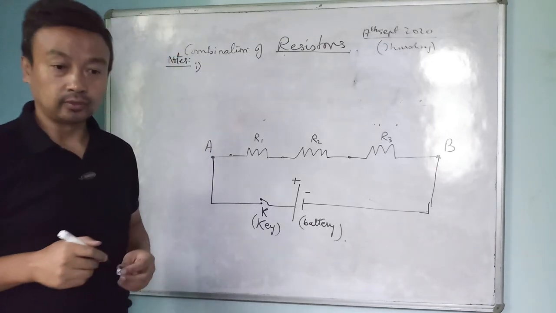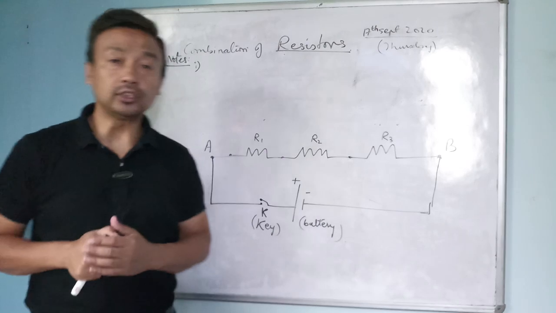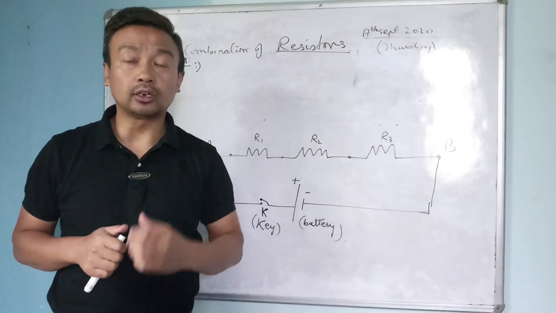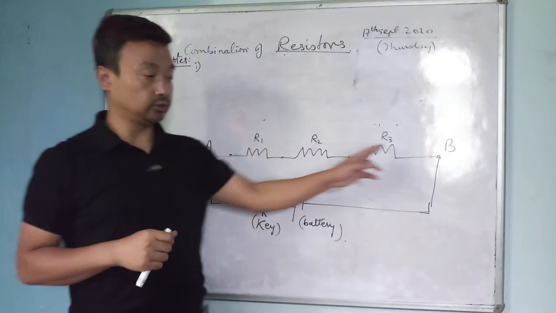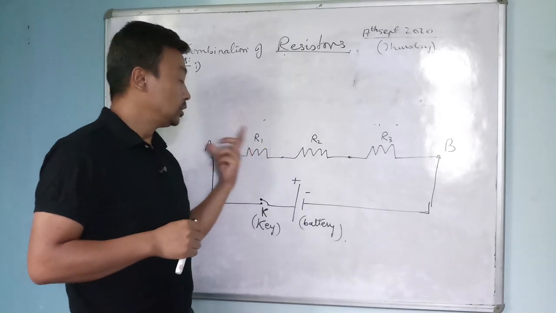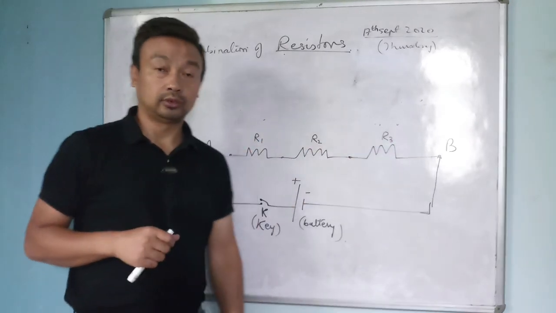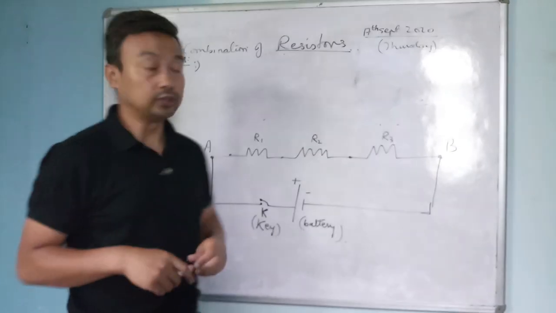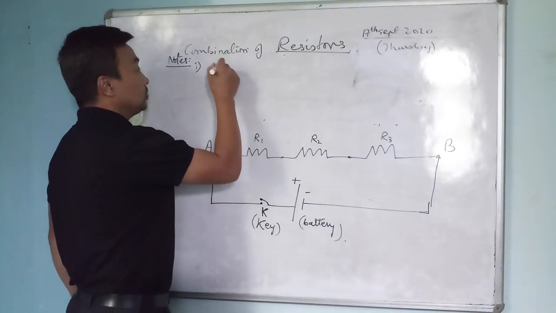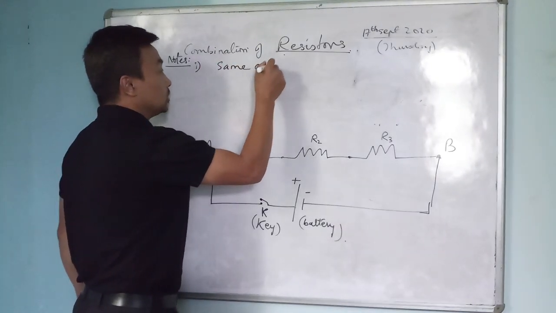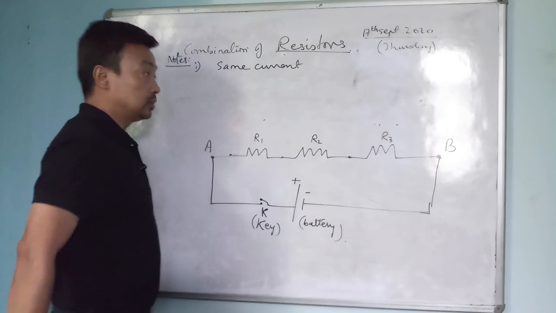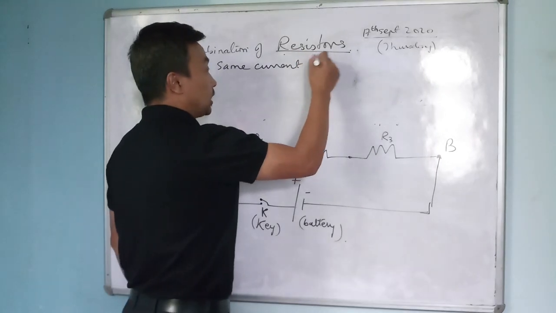What is the first thing we observe? The same current flows through the single path. The current remains the same throughout the individual resistances. So, same current. The current, we have used the symbol I.